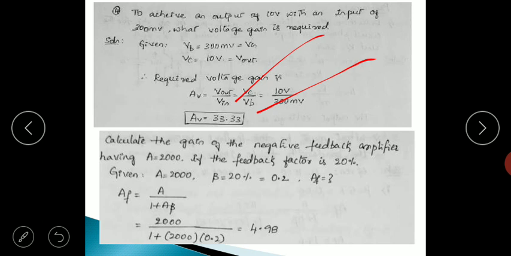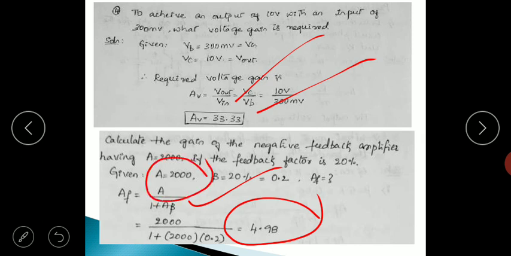Now we'll move on and solve a few examples on feedback amplifiers. The first example is given here. Calculate the gain of the negative feedback amplifier having open loop gain A equal to 2000, if the feedback factor is 20%. It is given A is equal to 2000 and beta is 20%, meaning 0.2. You have to find AF. What is the gain of a negative feedback amplifier with feedback? AF equals A by (1 plus A beta). A is 2000 and beta is 0.2. Substitute this, and you will get the gain as 4.98. So you can see from this example that negative feedback decreases the gain. The original gain without feedback was 2000, and with negative feedback of 20%, we are reducing the gain to only around 5, that is 4.98. That is a simple example on the negative feedback amplifier.